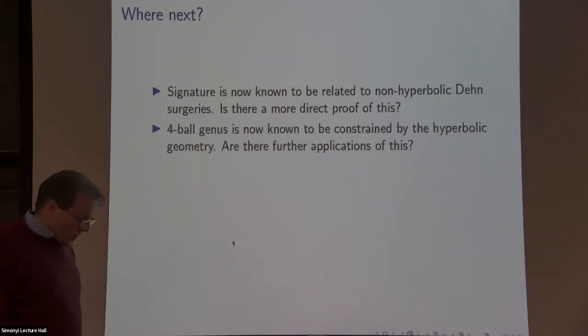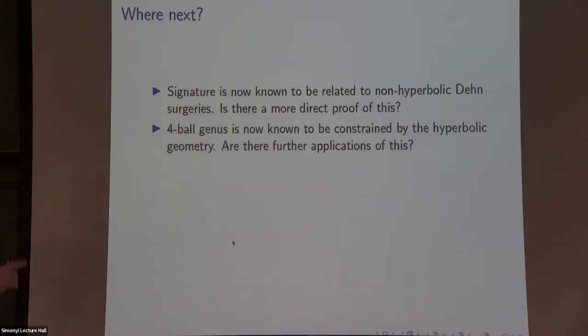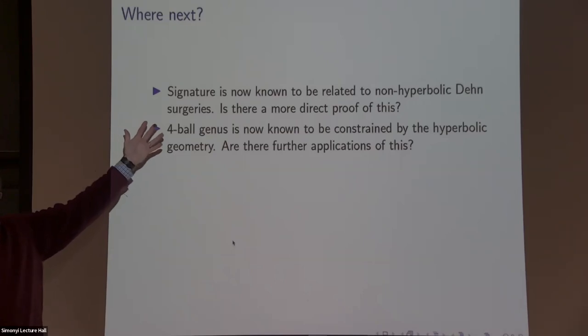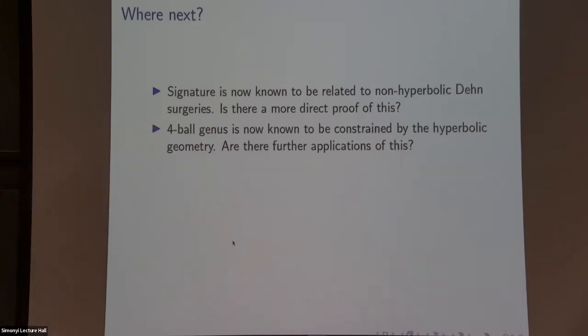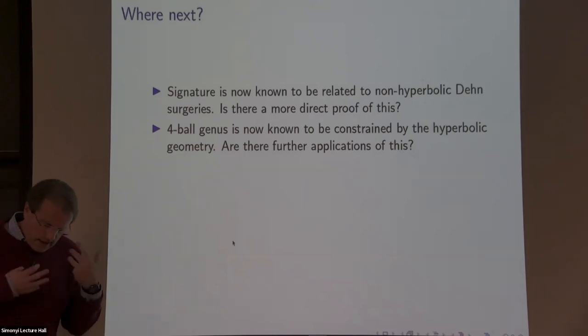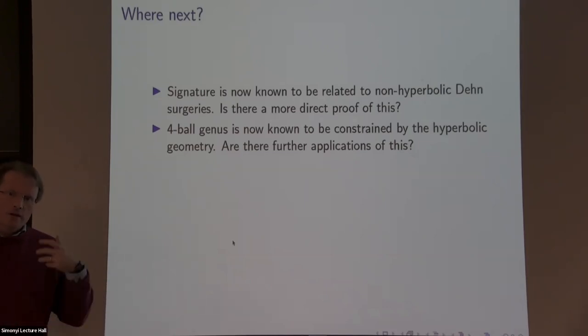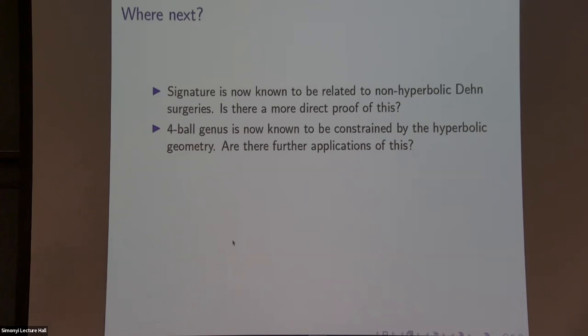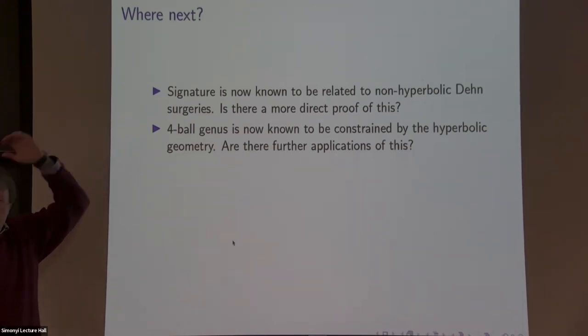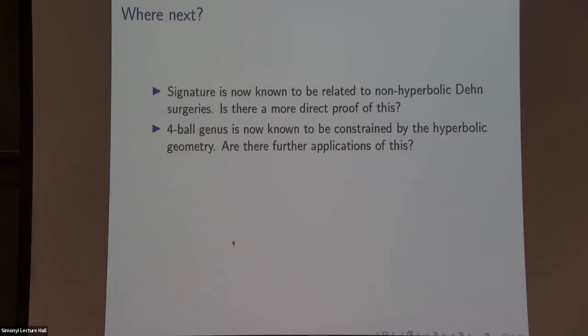Signature is known to constrain the four-ball genus, and hence the hyperbolic geometry is now known to constrain the four-ball genus. That I find particularly interesting. This is one of my main motivations for looking at this. Are there further applications of this? And indeed, can you give a direct proof that doesn't go via signature? There may be more refined four-ball genus estimates. I think this is well worth investigating, and I hope so. I don't know.